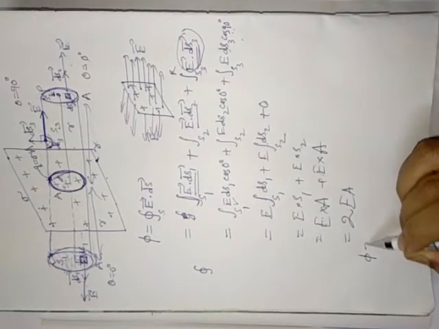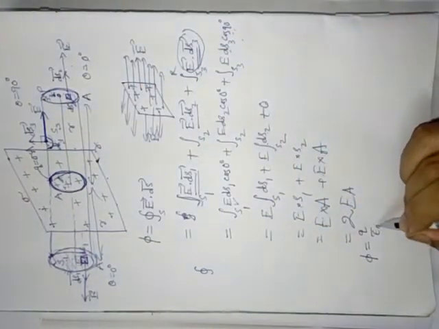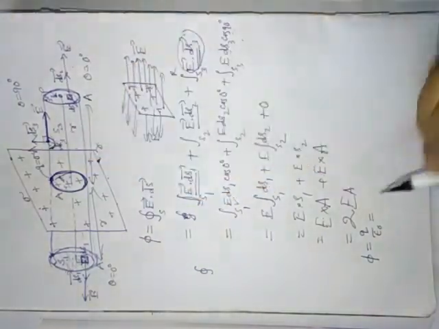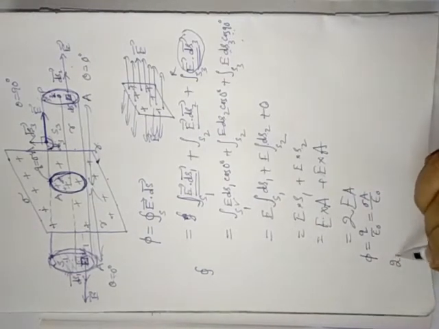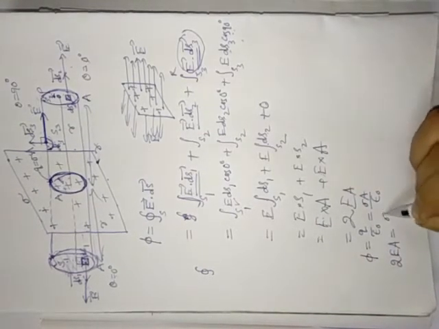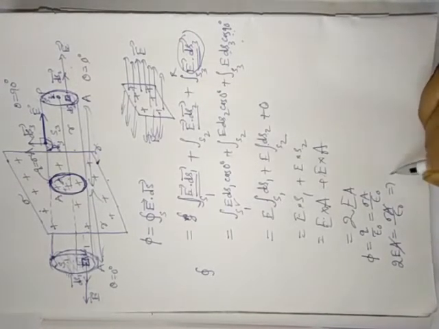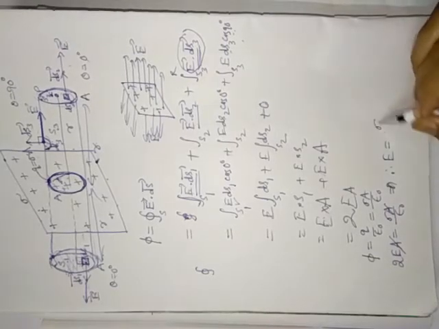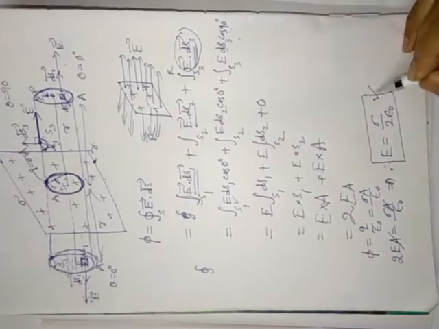Now applying Gauss's theorem. Gauss's theorem is: phi is equal to the net charge inside the whole Gaussian surface divided by epsilon naught. But the net charge is Q equal to sigma into A, divided by epsilon naught. Now phi equals twice EA equals sigma A over epsilon naught. Now this A cancels, and therefore E equals sigma by 2 epsilon naught. This is the electric field intensity. This is the formula.